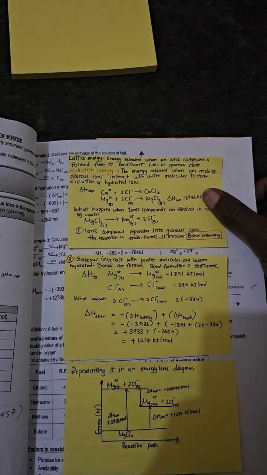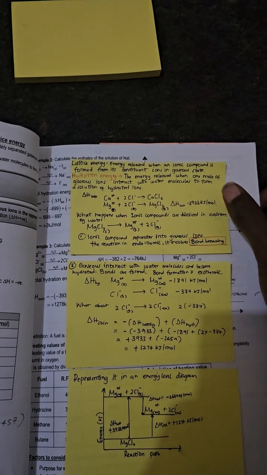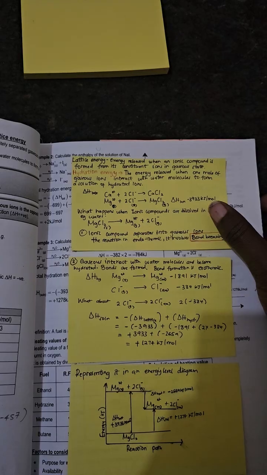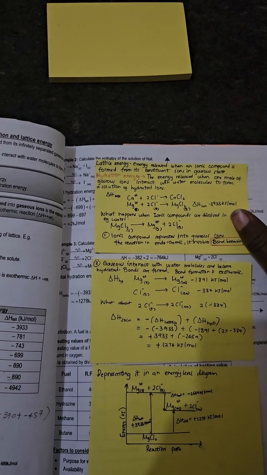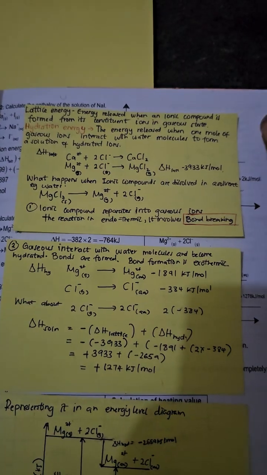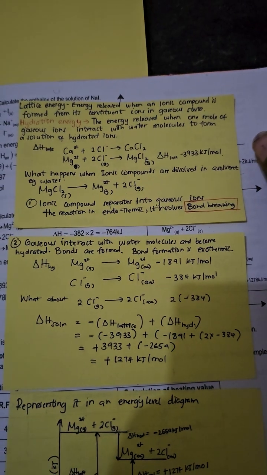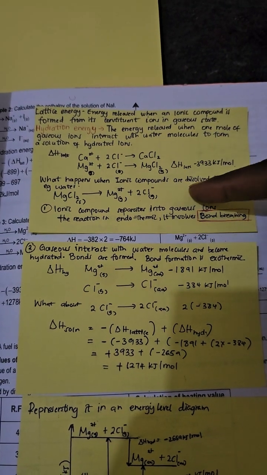The same amount of energy released when 1 mole of magnesium chloride is formed will be equal to the same amount of energy absorbed when 1 mole of magnesium chloride is dissolved in water. This is what I mean. If I dissolve magnesium chloride in water, what will happen?